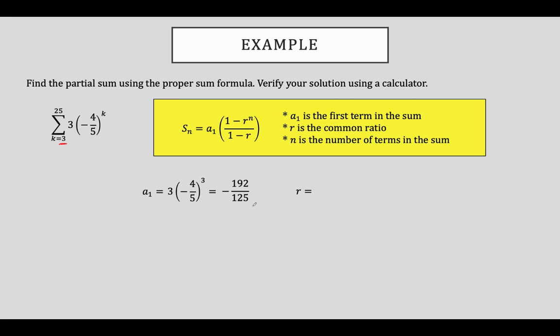We also have to identify r, the common ratio. r is the value that is being raised to the exponent. In this case, what's being raised to the exponent?